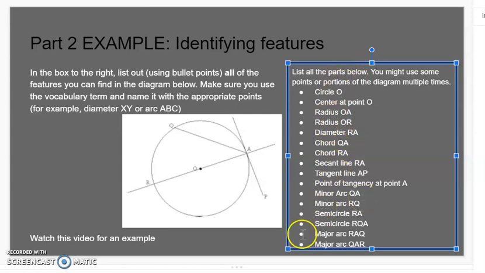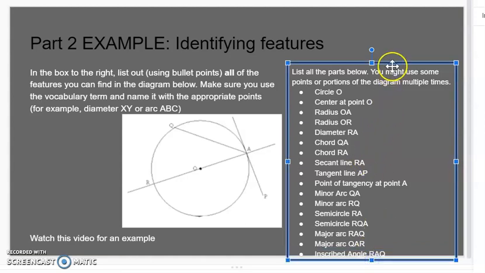But what I want you to see in this video is that there are so many terms that you can use to describe these figures, and you have to be thinking about all of the possibilities. I could even think, I see some more. I could think of inscribed angle RAQ. We have an angle in here. I'm running out of space to type these things out.